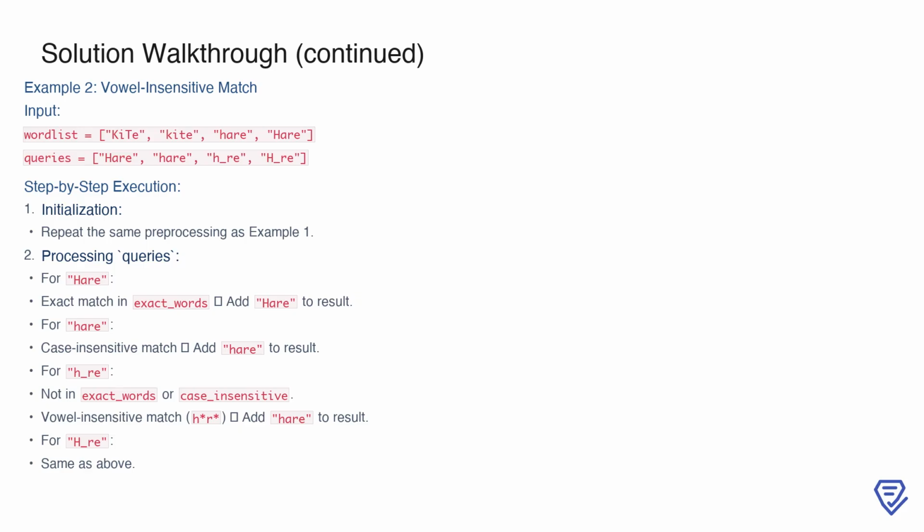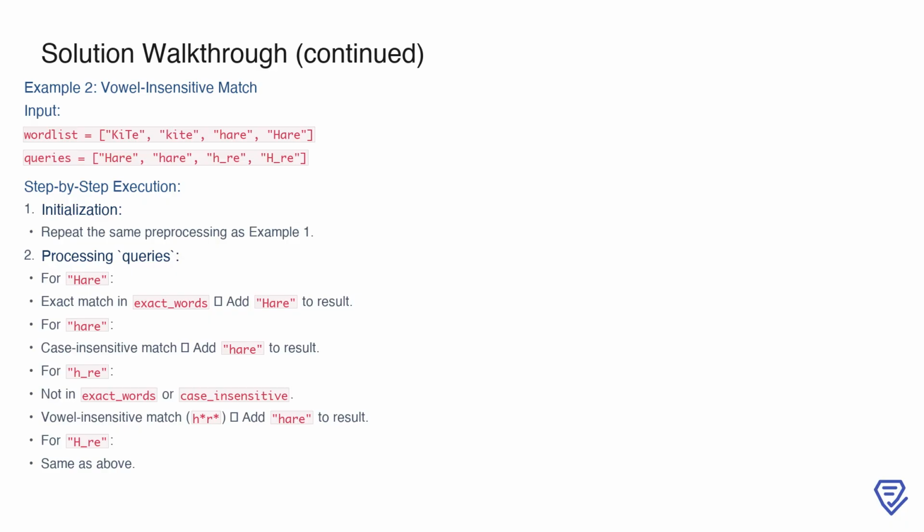The word list remains the same, and the queries include words like hair, hair, h_e, and h_e. We begin with the same pre-processing steps to initialize exact_words, case_insensitive, and vowel_insensitive. For the first query, hair, we find an exact match in exact_words, so we add hair to the result. For hair, there is no exact match, but it matches in case_insensitive, so we add hair to the result.